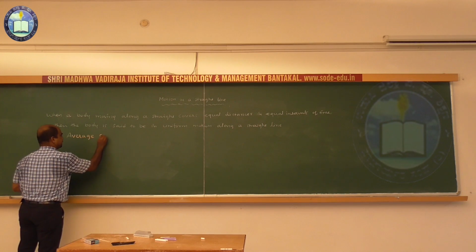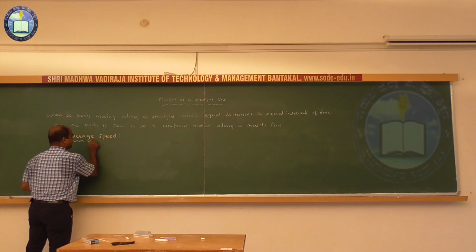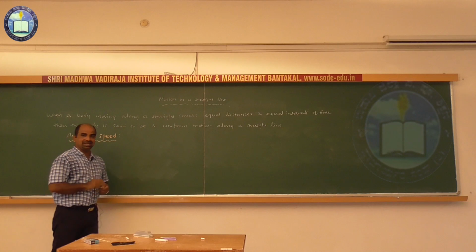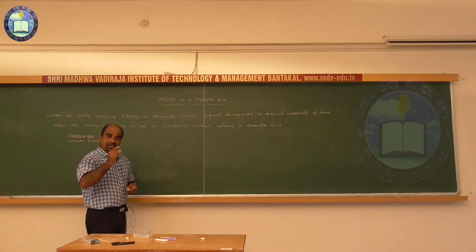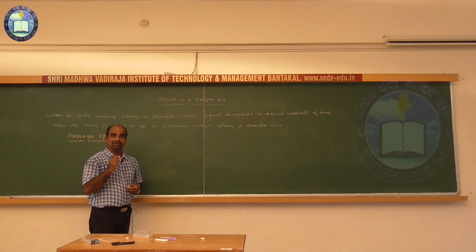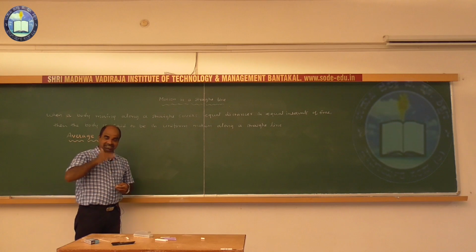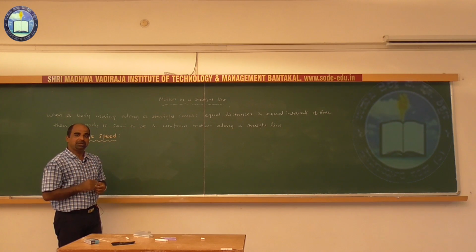Average speed means when the speed of the body is non-uniform, that is, if a body covers unequal distances in equal intervals of time or equal distances in unequal intervals of time, then the body is said to be moving with non-uniform speed. The motion of that body is described in terms of average speed. So what is meant by average speed?